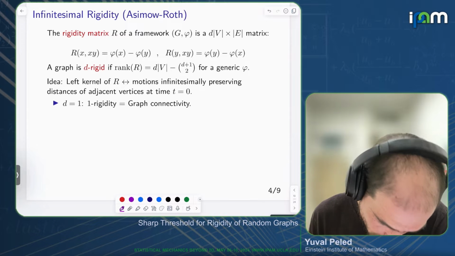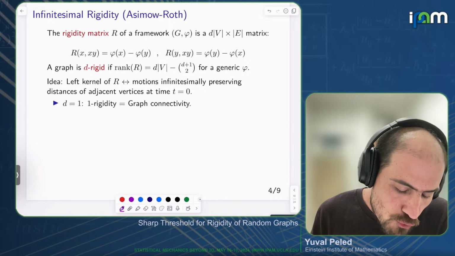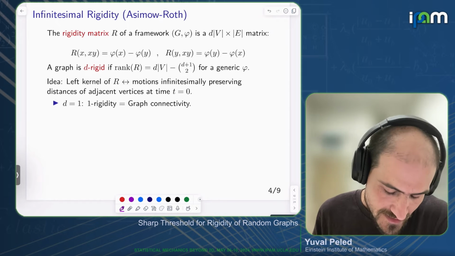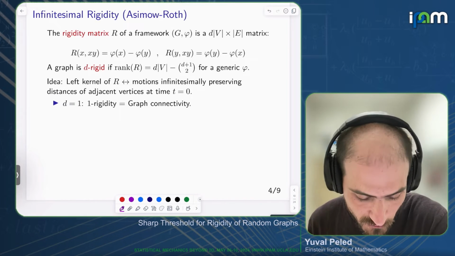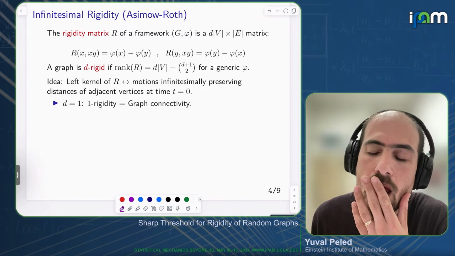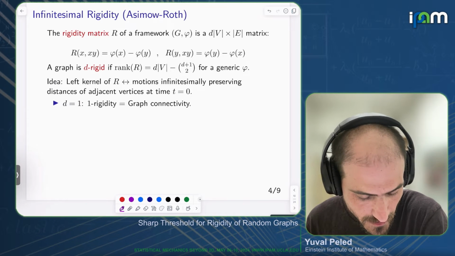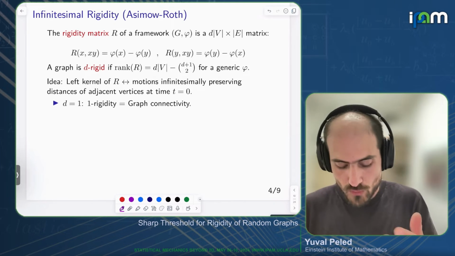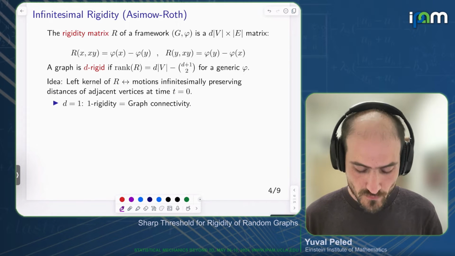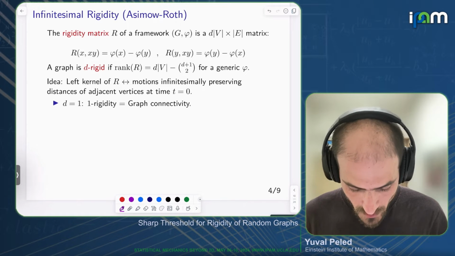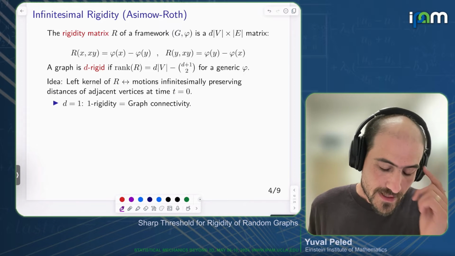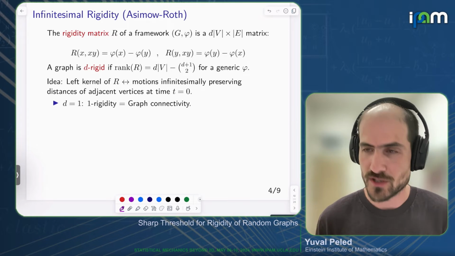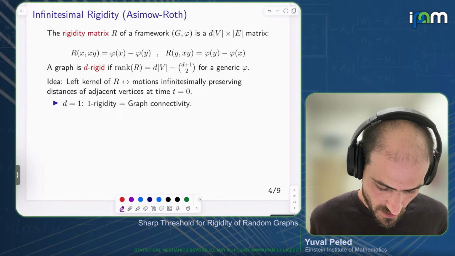But another way to say it is to observe that the rigidity matrix R for d equal to 1 is exactly, up to some scaling, the boundary matrix of the graph, known as the oriented incidence matrix of the graph, which, as we know, captures its connectivity. So this is the simplest case. In a sense, it's nice to have a concept that extends such a beautiful and fundamental property like connectivity.